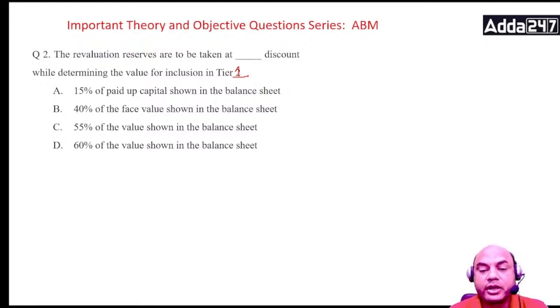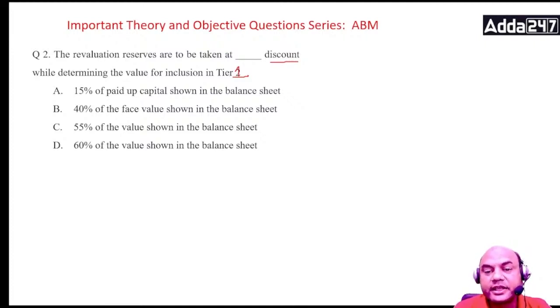Revaluation reserves are to be taken at dash% discount. Now understand this wording. Dash% discount means what? That is the main point. Many of us get confused in this word discount. Okay, firstly you give me the answer. Okay, let me explain this. Discount means what? Because some of you are still having this problem.